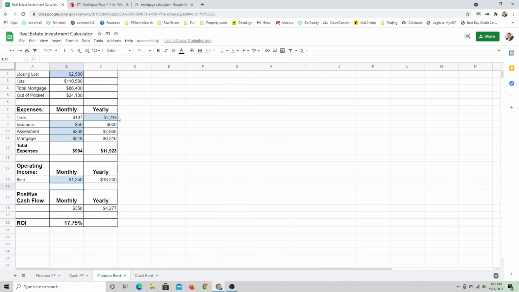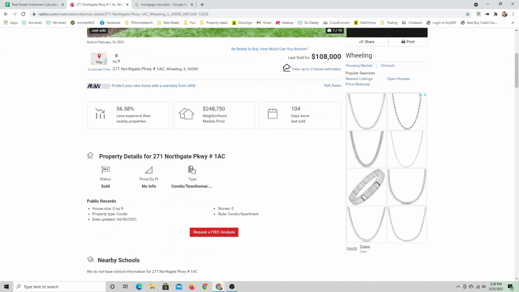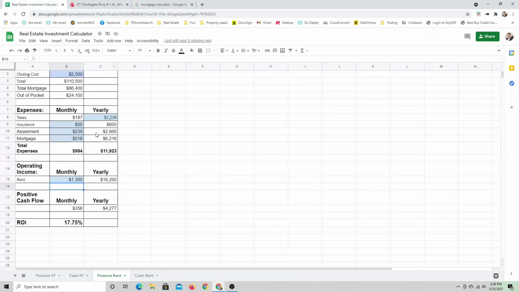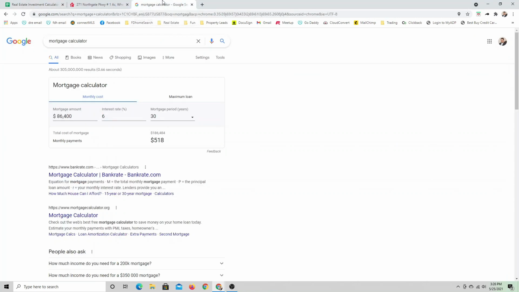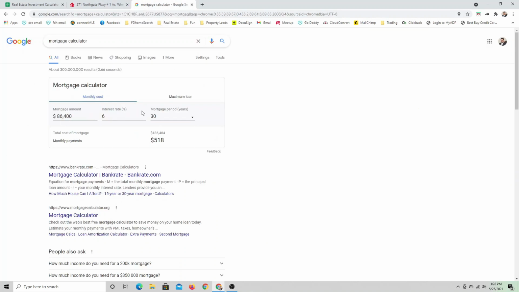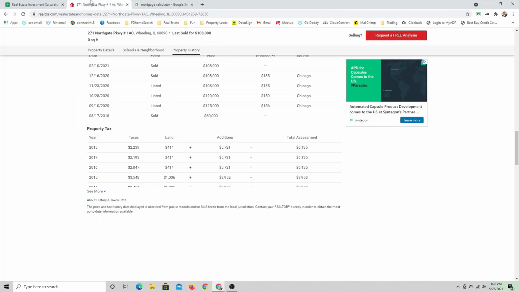The taxes are $22.39. Insurance about $50. Assessment is $239. The mortgage portion, you will have to use an external calculator. So what I use is just a regular Google calculator. I use an interest rate of 6% because that's roughly what I'm seeing for rental properties, because this is not going to be a primary residence mortgage. This will be a mortgage for a secondary property.